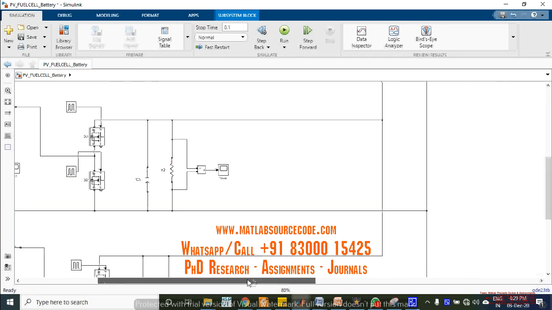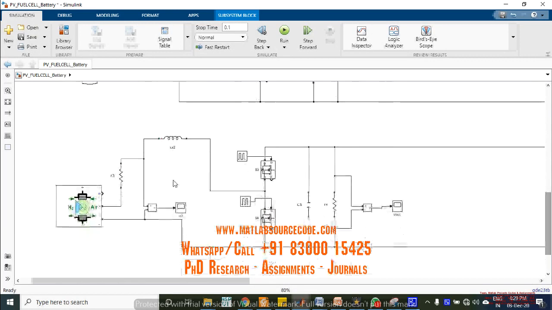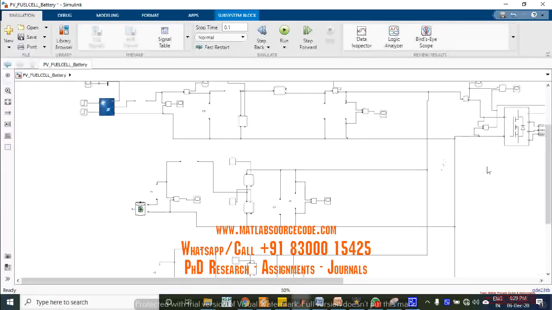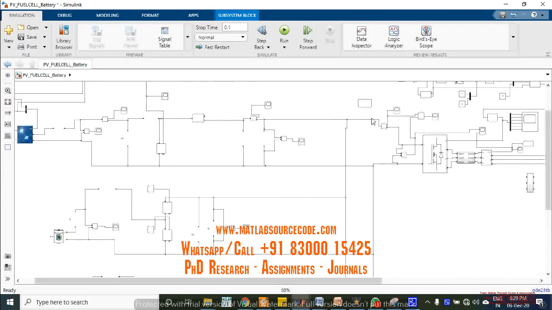And the second energy source is the battery. That battery is connected with a two switch boost DC to DC converter. Here, this is the input voltage of the battery, and this is the output voltage of the battery. So this is the fuel cell. This is a two switch DC to DC converter. Here we can see the input voltage, and this is the output voltage of the fuel stack. And these three sources are connected with the common DC bus.